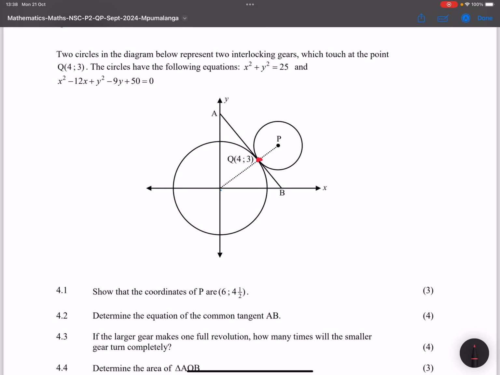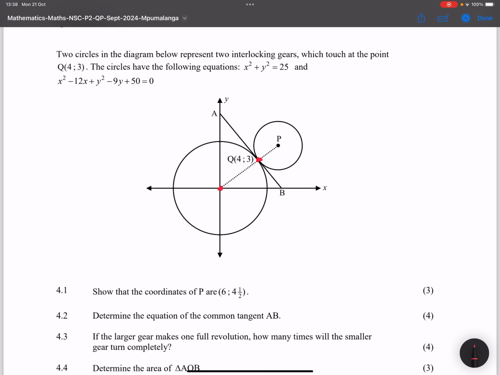They say the circles have the following equations: x squared plus y squared equals 25. So that must be the bigger circle because it is centered at the origin. And the other circle is x squared minus 12x plus y squared minus 9y plus 50 equals 0. Now they say to us, show that the coordinates of P are (6; 4 and 1/2).